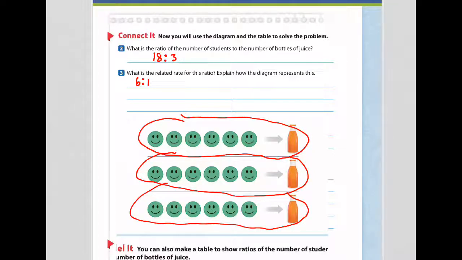I'm going to say the diagram shows 6 students for each bottle of juice.